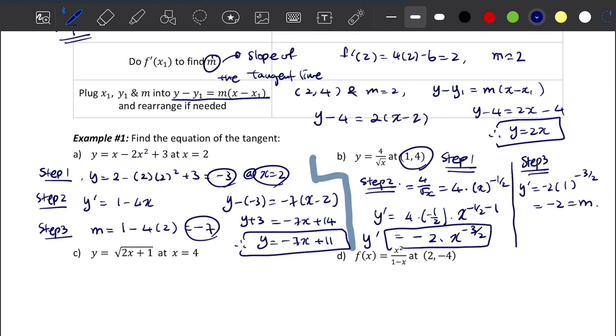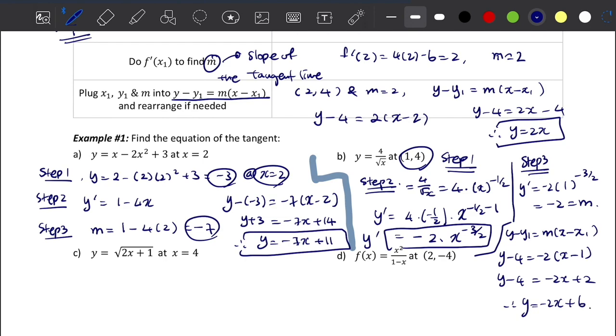Then we can now substitute these values that we just calculated into y minus y1 equals m times x minus x1, right? So we do y minus 4 equals m, which is -2, times x minus 1. Then we get y minus 4 equals -2x plus 2. So y is equal to -2x plus 6.